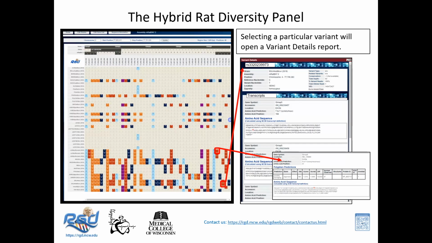Selecting a particular variant will open a variant details page. That has all the transcript information, the assembly, the position, intron, exon, and polyphen predictions for benign or possibly damaging.